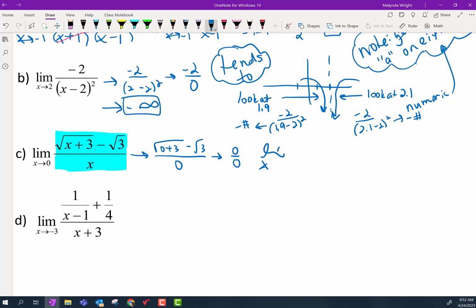The limit as x goes to 0, so our function is the square root of x plus 3 minus the square root of 3 over x. We're going to multiply by the conjugate, which is the square root of x plus 3 plus the square root of 3. Remember conjugate business, how the middle sign is opposite? Okay, so that's our goal. We're going to multiply by the conjugate.